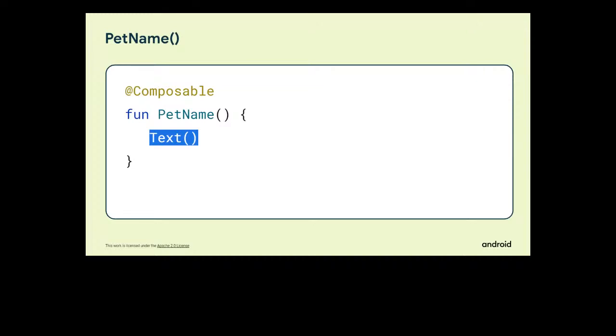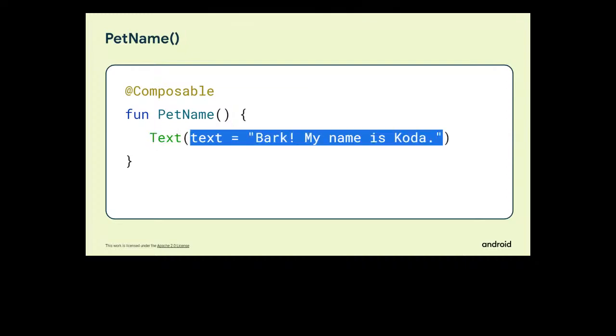So strings will be displayed through the text function. Now the text property takes in a string. Here we have written Bark, my name is Koda. So this helps us understand the name of the dog is Koda, and essentially, it is introducing itself. Now we have defined the composable function pet name.